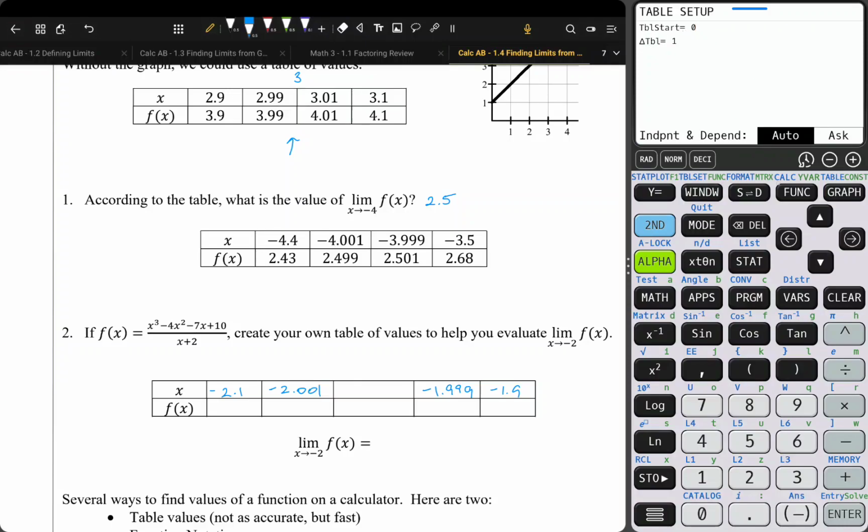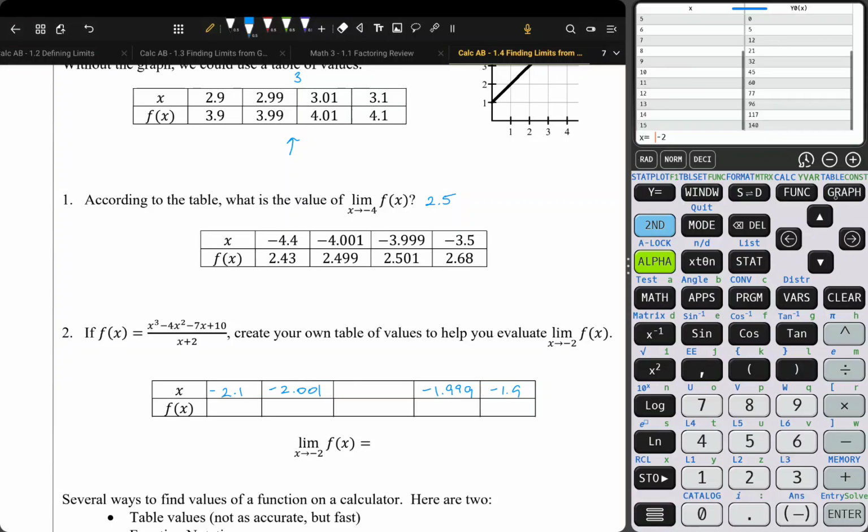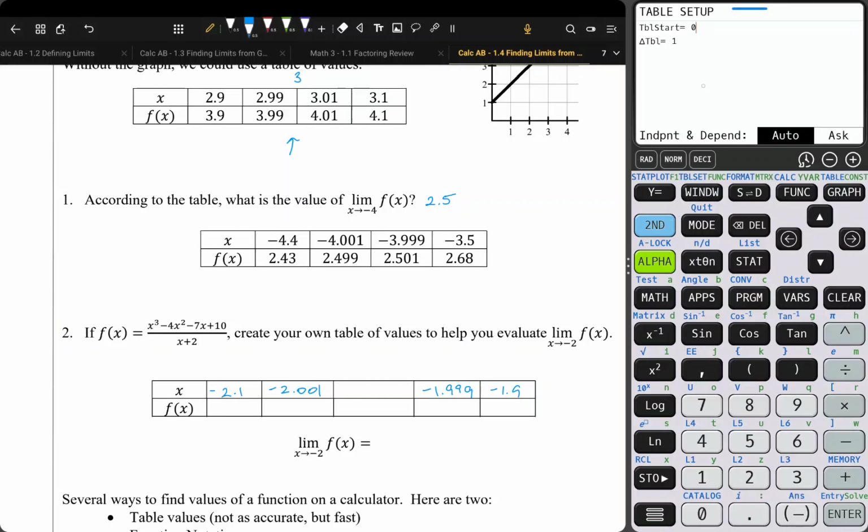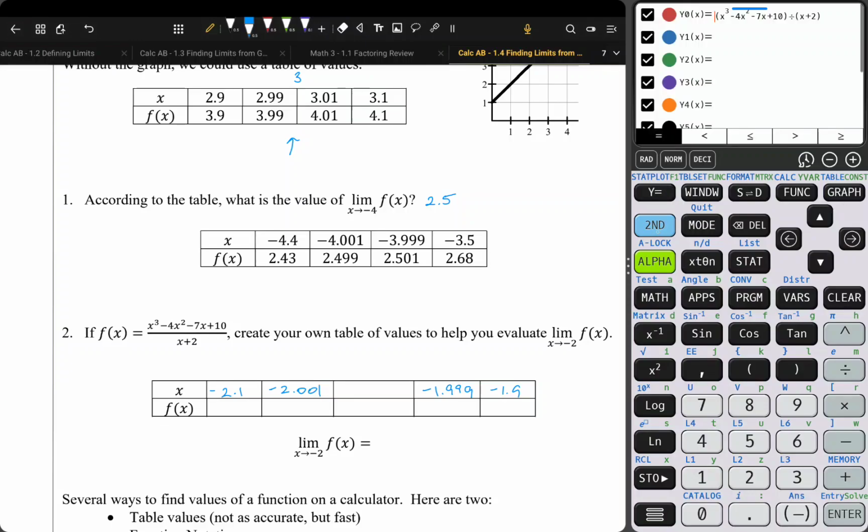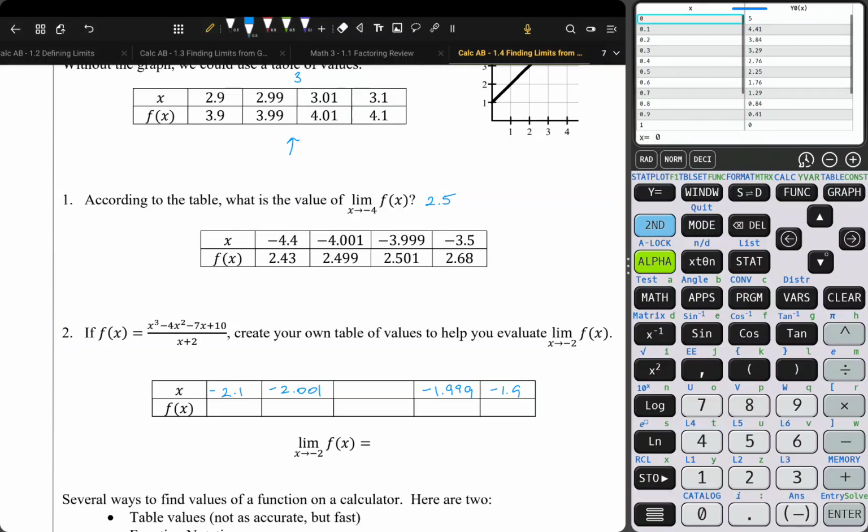Now, if you want to change the spacing here, notice the x values are spaced out by 1s. If you want to change that, if you go to second window, which is next to y equals, the delta table, that's how we change it. So if I want to change this to a smaller value, maybe 0.1, okay? Let's see here. See, now we are spaced out by 0.1. Now we're trying to find the limit as we approach negative 2. Let's see here.